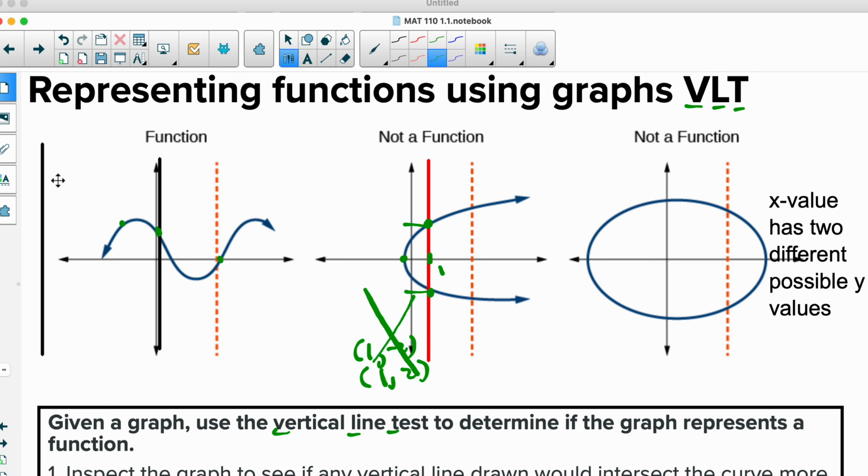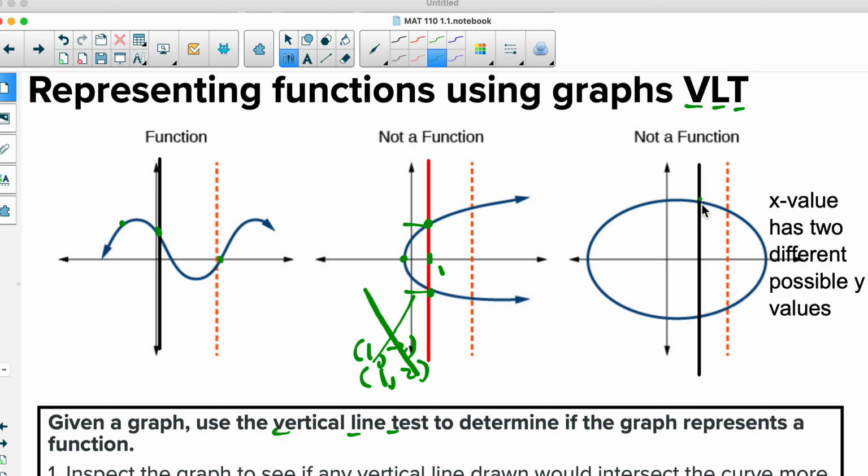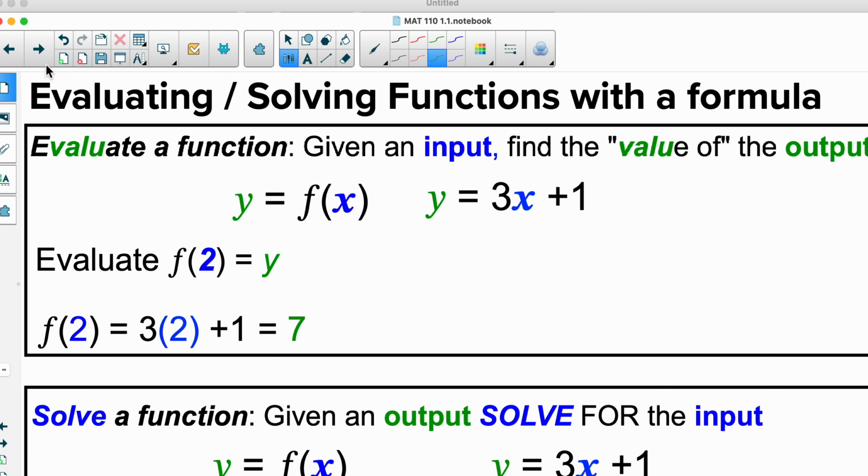Similarly over here, if I drag this vertical line across this function, I can see that there are many x values or inputs that will give me more than one output, or specifically, I'll get 2 outputs. So that is the vertical line test when we have a graphical representation of a relationship.